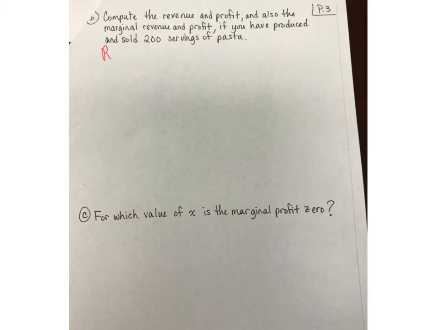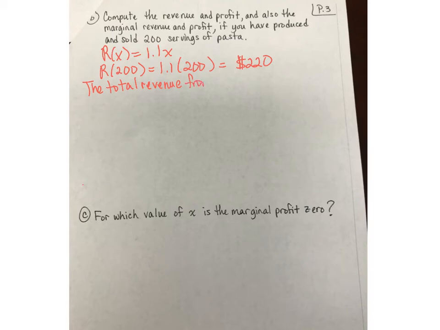So R of x is equal to 1.1x. R of 200 is equal to 1.1 times 200. That's equal to $220. So that gives us the total revenue. The total revenue from the sale of 200 plates is $220.